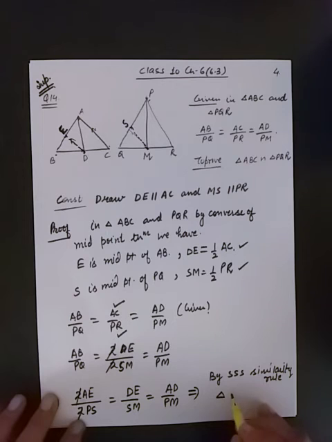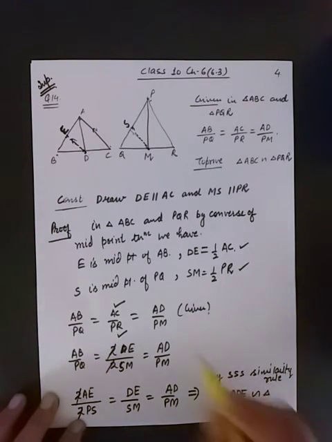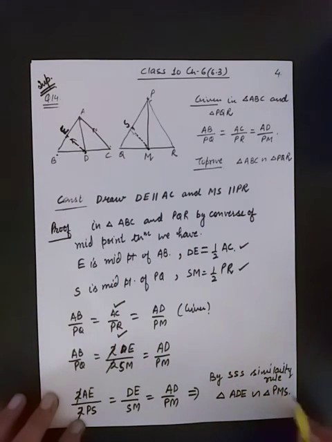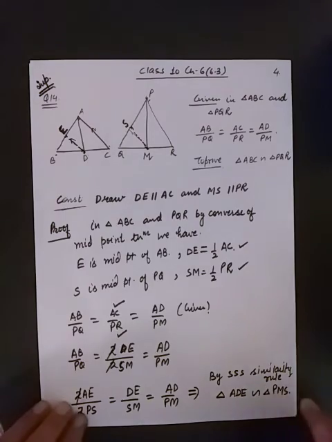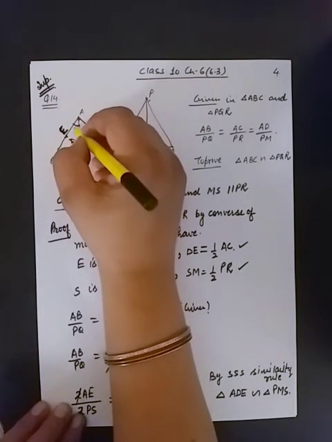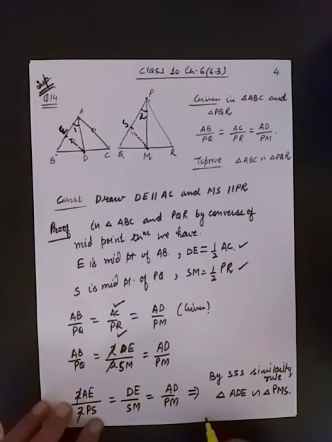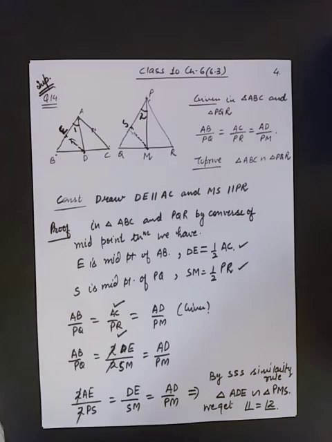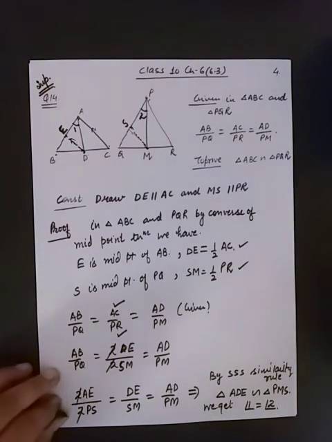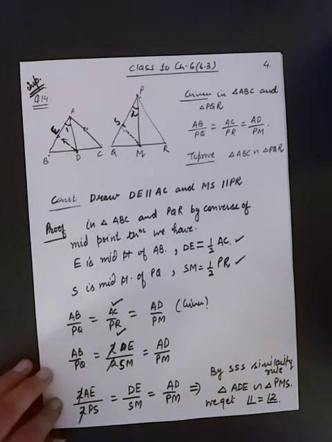triangle ADE is similar to triangle PMS. Now these two triangles are similar, so we get in the figure angle 1 is equal to angle 2. We get angle 1 is equal to angle 2 because these two triangles are similar, therefore their corresponding angles will be equal.